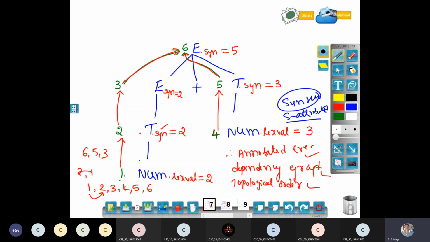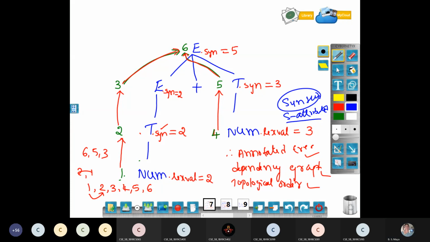Synthesized attributes can be conveniently handled during bottom up parsing, as it builds the parse tree from the bottom up. Full stop.